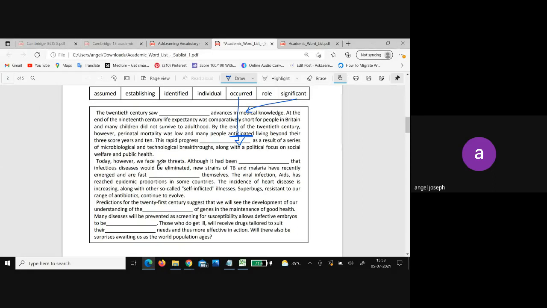Today, however, we see or we face new threats. Although it had been dash that infectious diseases would be eliminated, new strains of TB and malaria have recently emerged and are fast dash themselves. Although it had been dash that, okay, although it had been assumed. Identified. Okay. Identified. Although it had been identified. Okay. I would say not identified. Although it had been assumed.